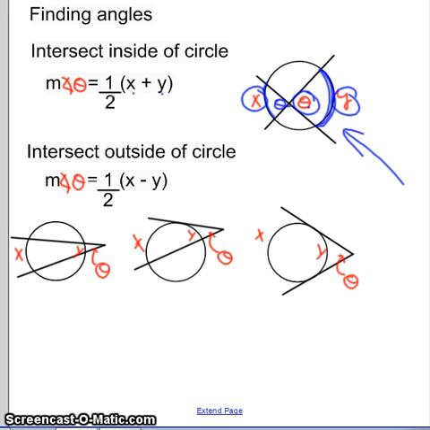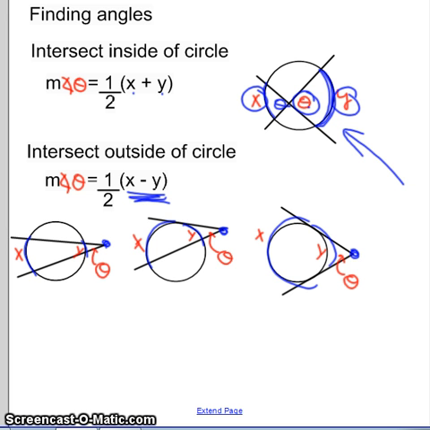The only thing that's different when the two lines intersect outside the circle and impact the circle is that instead of averaging, adding together and dividing by 2, here we're going to subtract the bigger arc minus the little arc and divide by 2. The bigger arc minus the little arc and divide by 2. And then here it's the bigger arc minus the little arc and divide by 2.